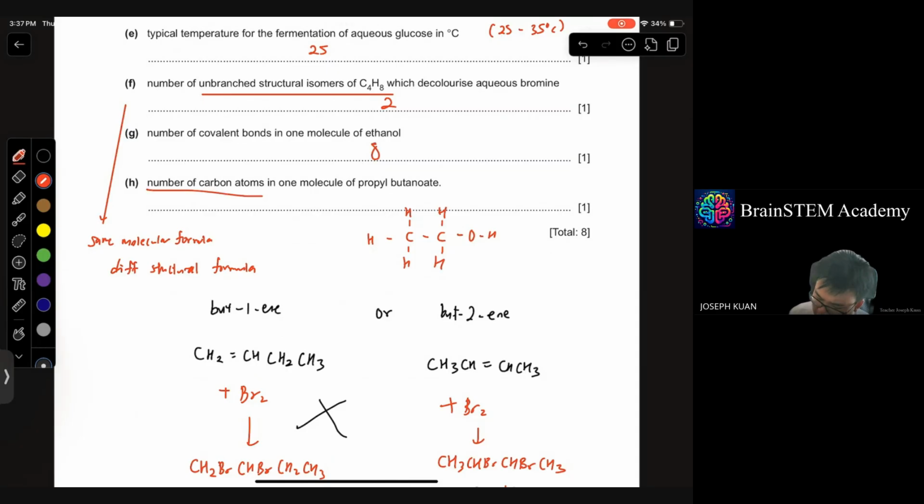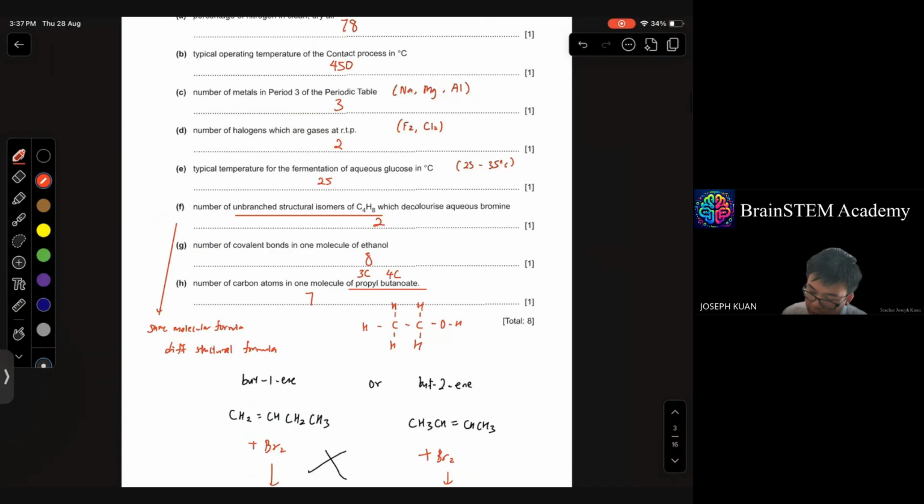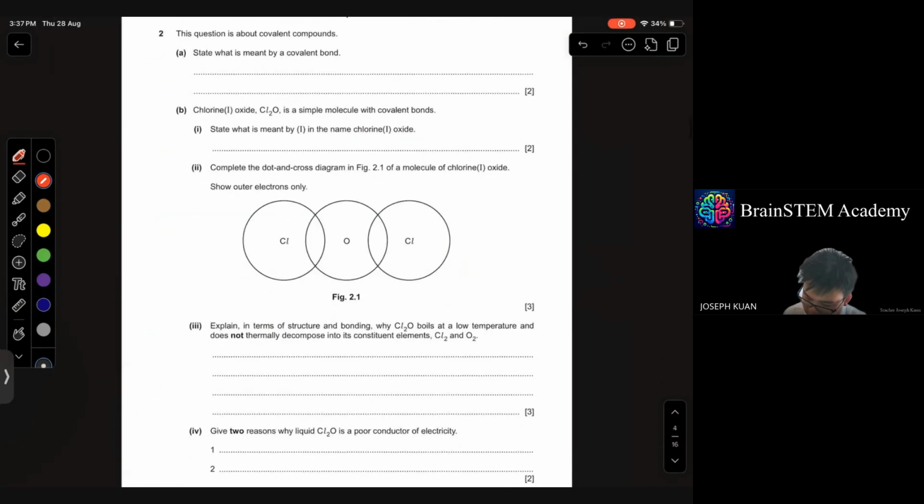And last, the number of carbon atoms in one molecule of propyl butanoate. There are 2 choices here. You can either draw the whole structure or simply just look at the name. Prop means 3 carbon, but means 4 carbon. So in total, 7 carbon. Okay, so that's for question 1. Let's look at question 2.